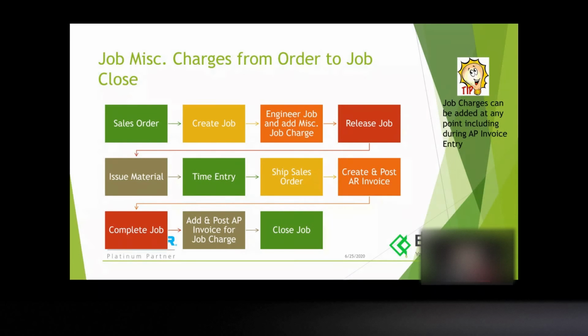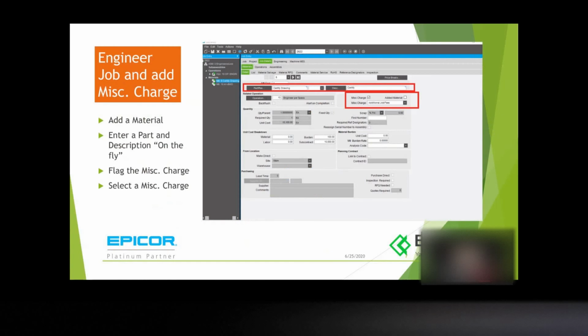So as long as there is a job created, you can add that invoice, and it then will increase your work in process value of that job. So let's just go through some of these steps that are specific to miscellaneous charge. I've created a sales order. I've created a job and linked it to that sales order, and I've got my details.